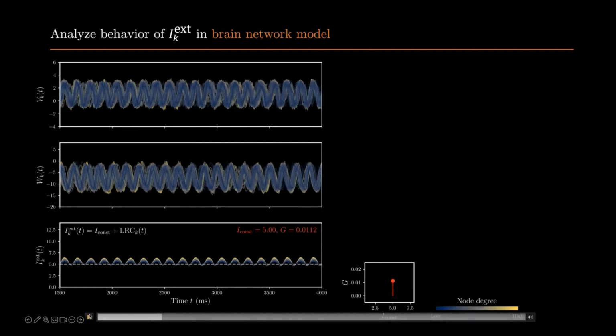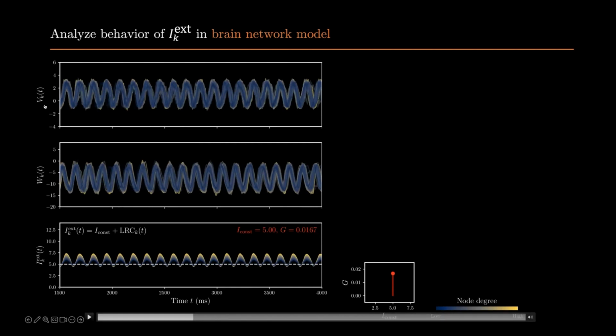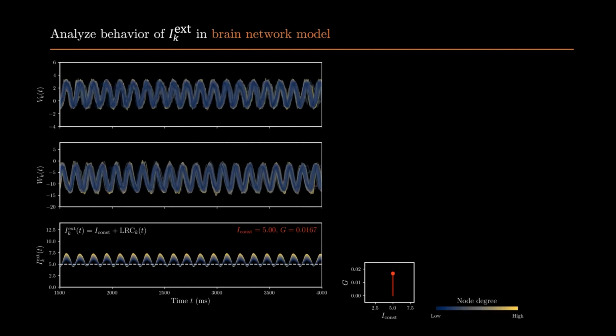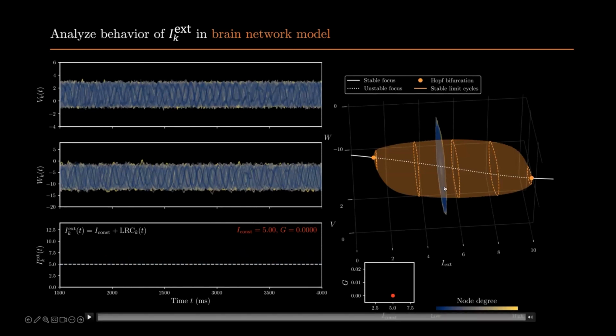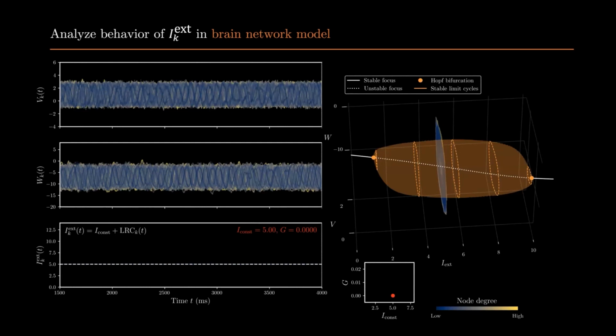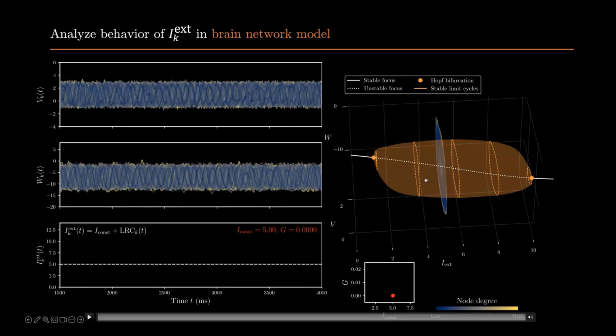We have these three time series, V, W, and I external. We can try to still draw this on the bifurcation diagram of this single isolated node and see if we can use this to understand what's happening in the network. On the right side, you see the bifurcation diagram again of the generic 2D oscillator. And now this blue disk here are the trajectories of the network simulation. We see V, W, and I external current as the coordinates in this space.